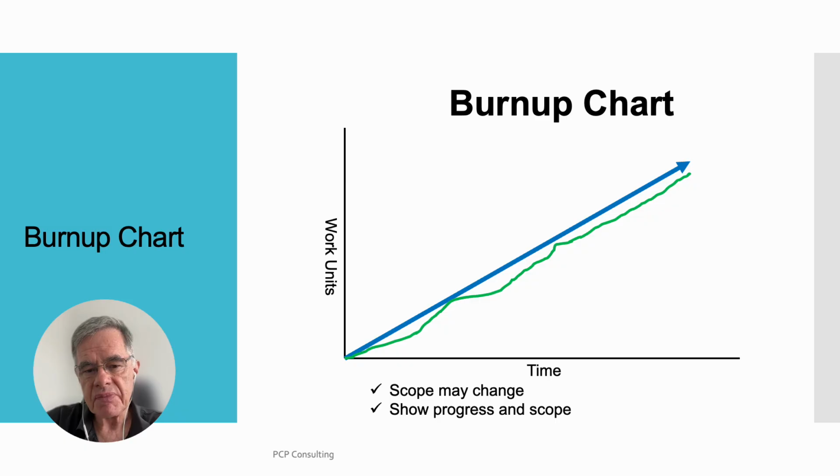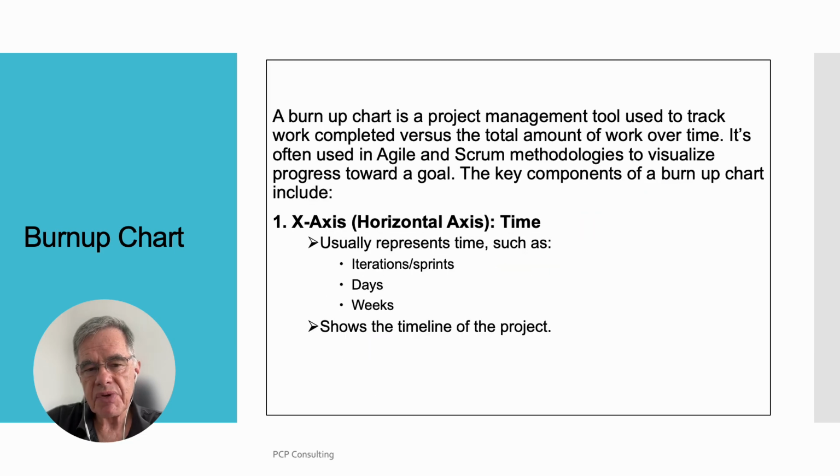Burn up chart. The blue line is the baseline, the green line is actual work, sloping upward, with time and work units. Scope may change, and it shows progress and scope. A burn-up chart is a project management tool used to track work completed versus the total amount of work over time. It's often used in Agile and Scrum methodologies to visualize progress toward a goal.